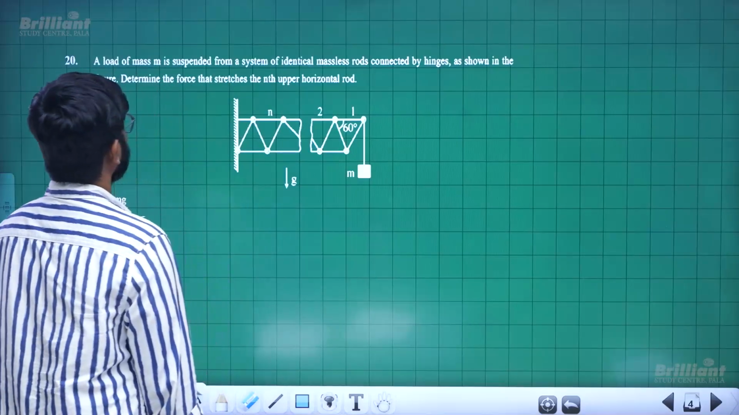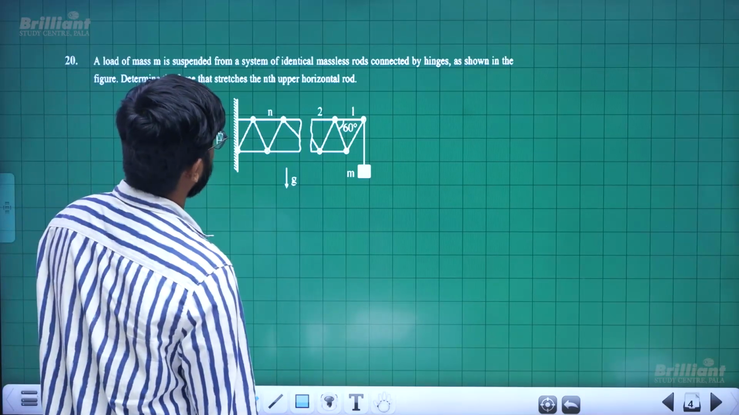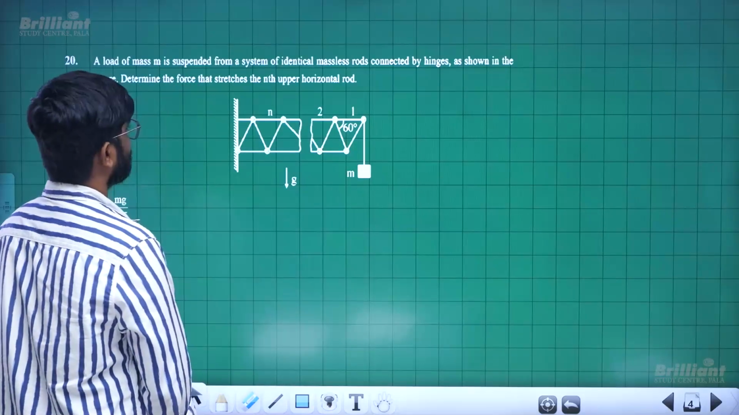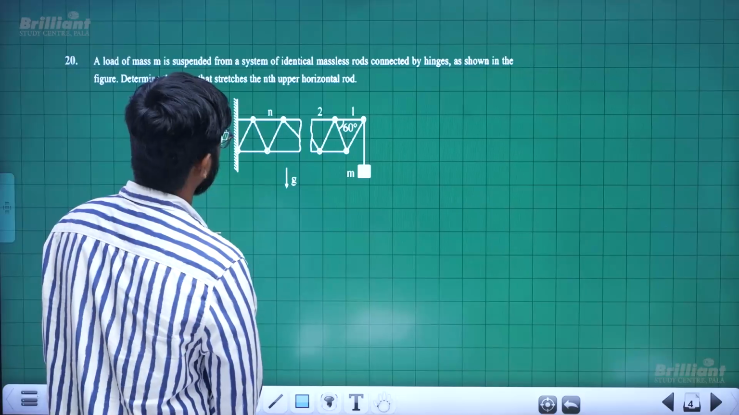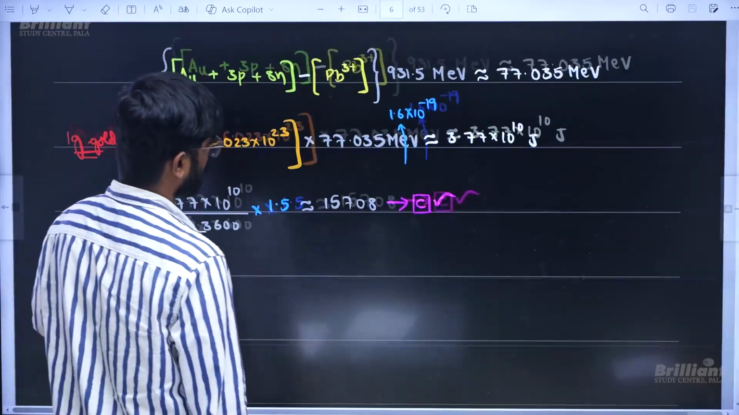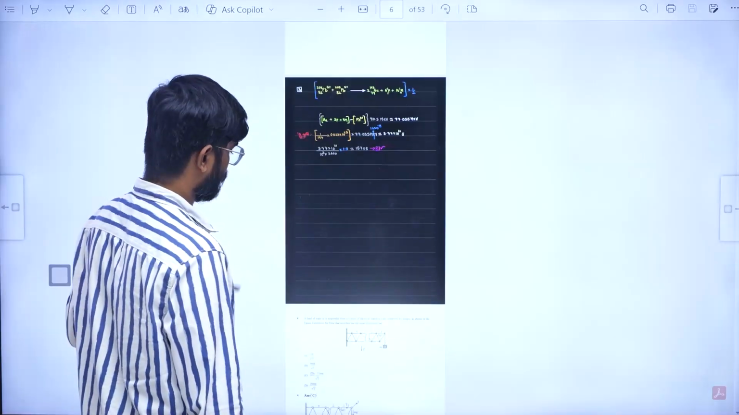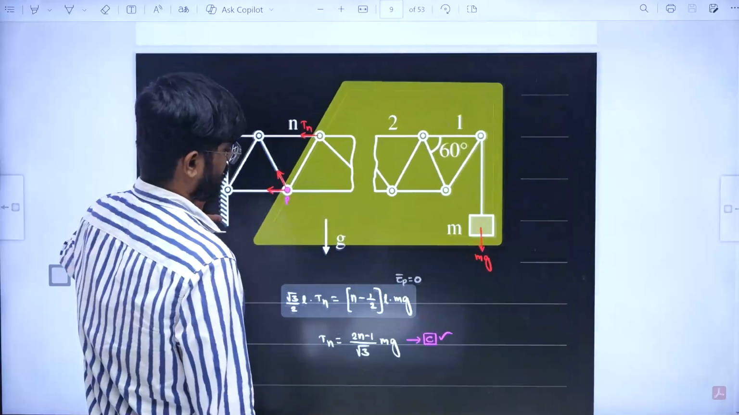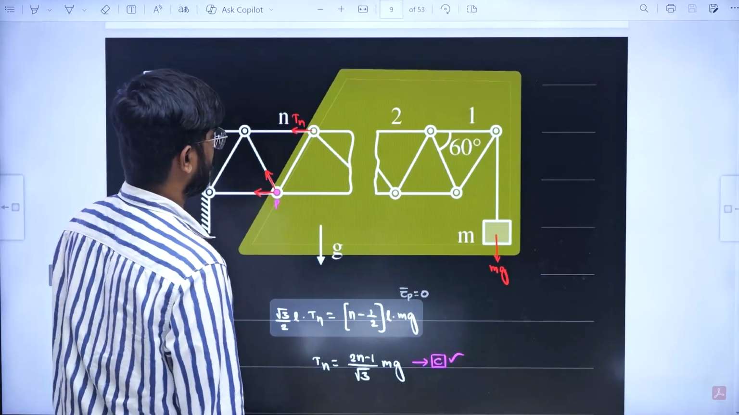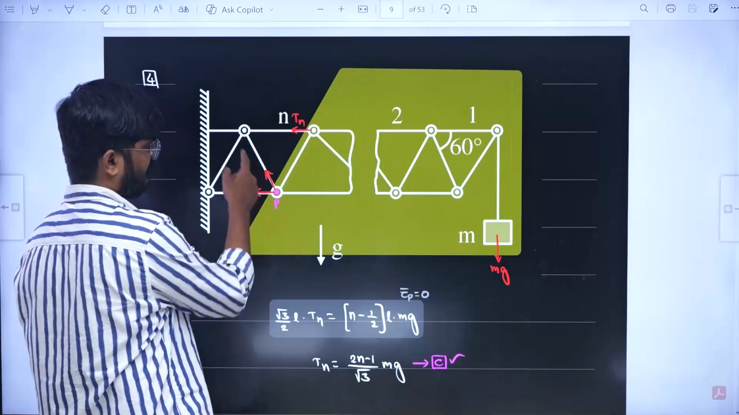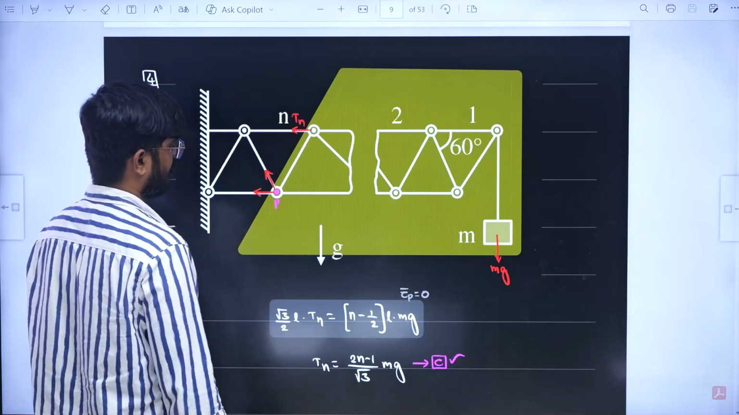A load of mass m is suspended from a system of identical massless rods connected by hinges as shown in the figure. Determine the force that stretches the nth upper horizontal rod. You can go with the given solution available, or see, it is a massless rod, so the force will be only along the rod, whether it is compressive or elongative. I just represent it randomly; I do not know whether it is tensile or compressive.